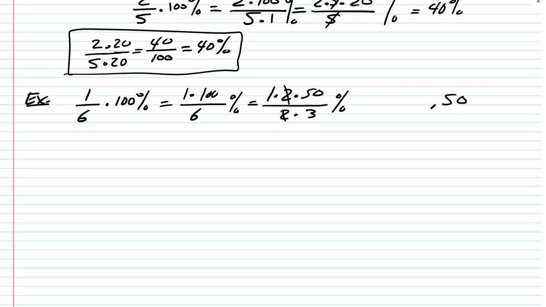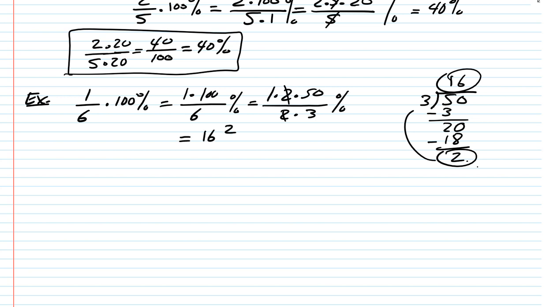Now I can do 50 divided by 3. Well, 1 times 3 is 3. Subtract. We get 2, bring the 0, 3 times 6 is 18, subtract, we get 2. And of course, this thing is going to repeat as 20, 20, 20. So at this point, I'm going to stop. The answer is going to be 16 2/3. So 50 divided by 3 is going to be 16 2/3 of a percent. Or you can go 16.6666 and so on. But notice I have the exact percent here, by the way.